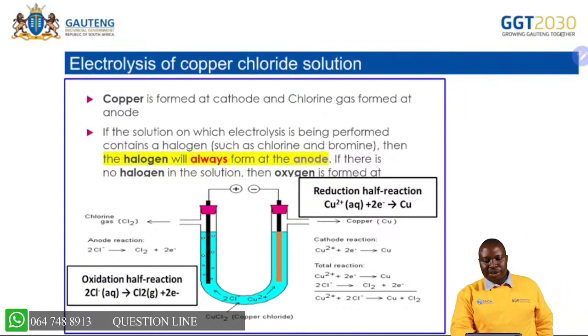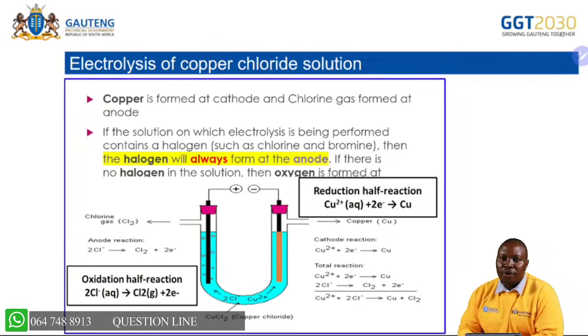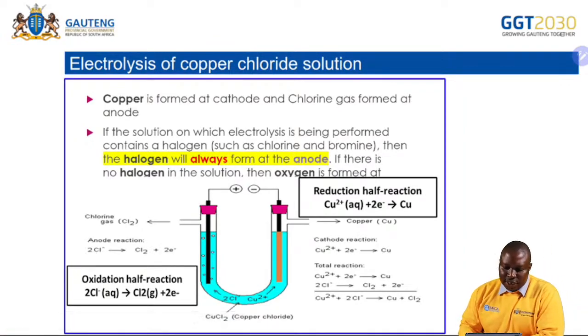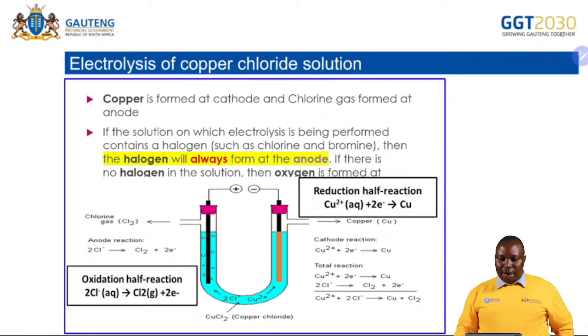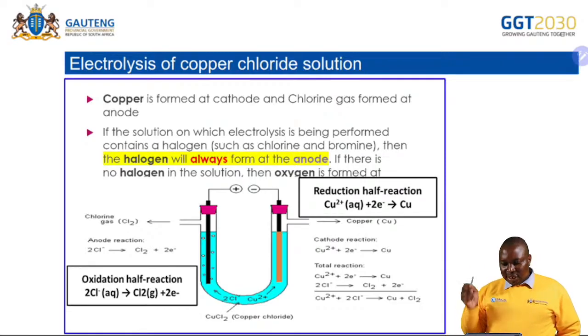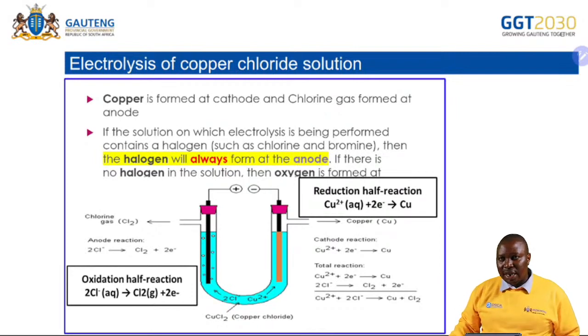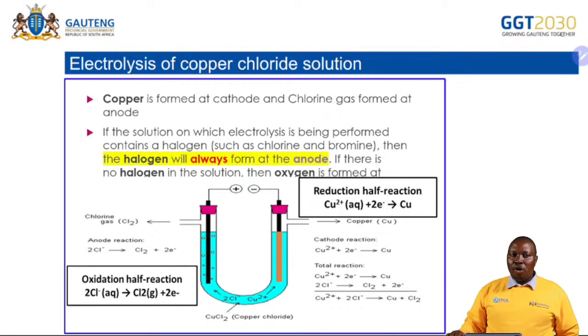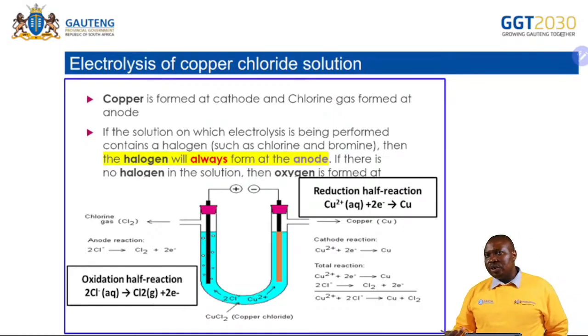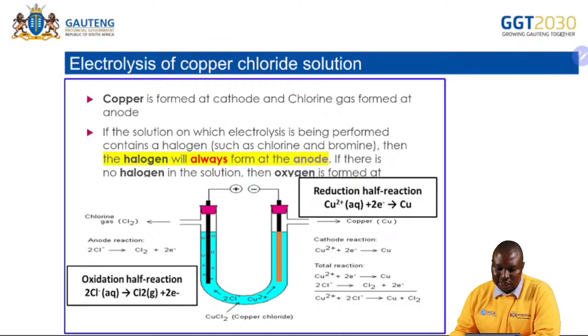So we deal here with the electrolysis of copper chloride solution. If you go to the table of standard reduction potentials, you will see that chlorine is more positive than copper. It was supposed to gain electrons, but in this case, because we are using electricity, copper is going to be formed at the cathode, and chlorine gas is formed at the anode.